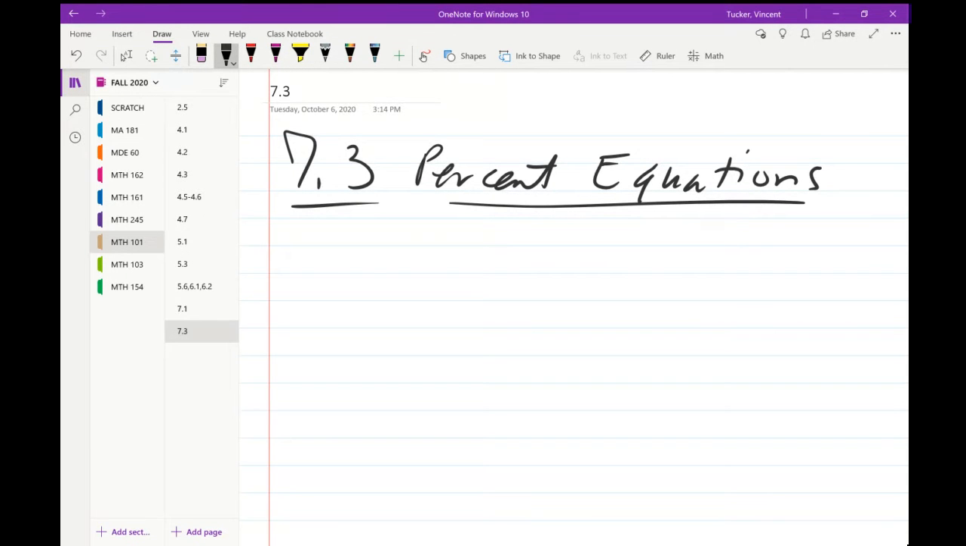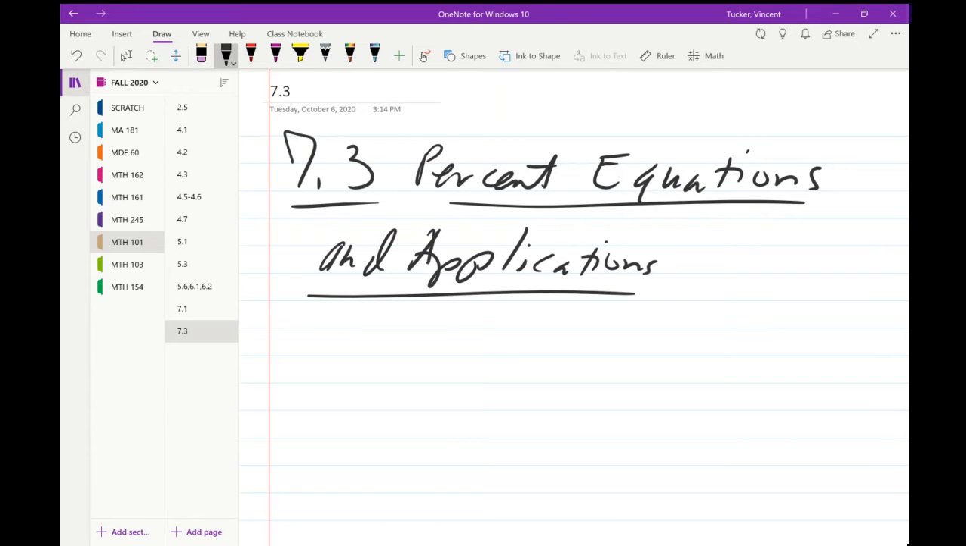All right, so let's look at percent equations and applications. Section 7.4. So we talked about how you can set this up as a proportion last class. This time we're looking to set the percents up as equations.